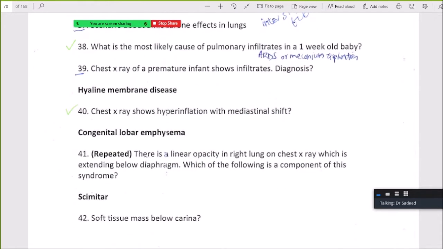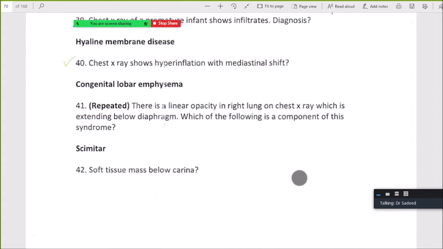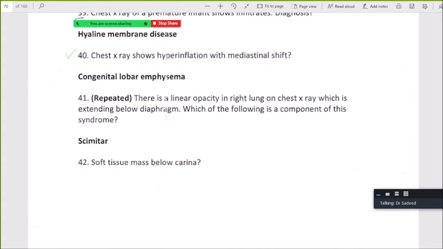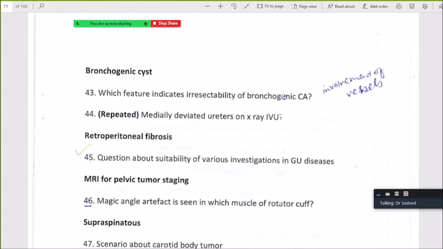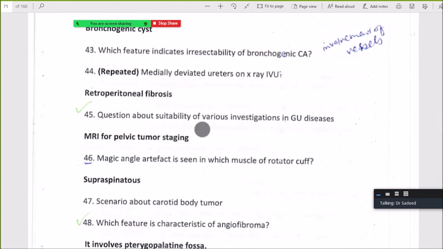41. There is a linear opacity in the right lung on chest X-ray which is extending below the diaphragm. This is a feature of this syndrome, Scimitar syndrome. 42. Soft tissue mass below the carina, bronchogenic cyst. 43. Which feature indicates irresectability of bronchogenic carcinoma? Involvement of vessels. 44. Medially deviated ureters on IVU, retroperitoneal fibrosis. 45. Question about suitability of various endoscopic and GI disease, MRI for pelvic tumor staging.